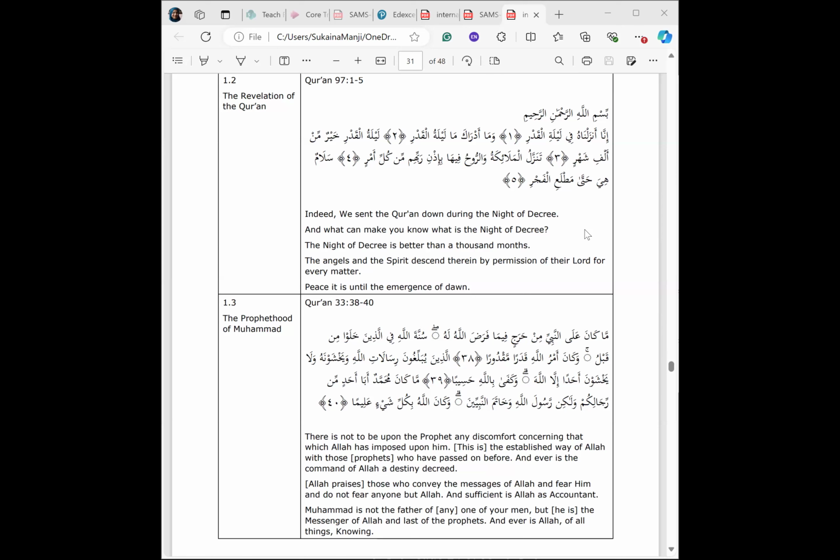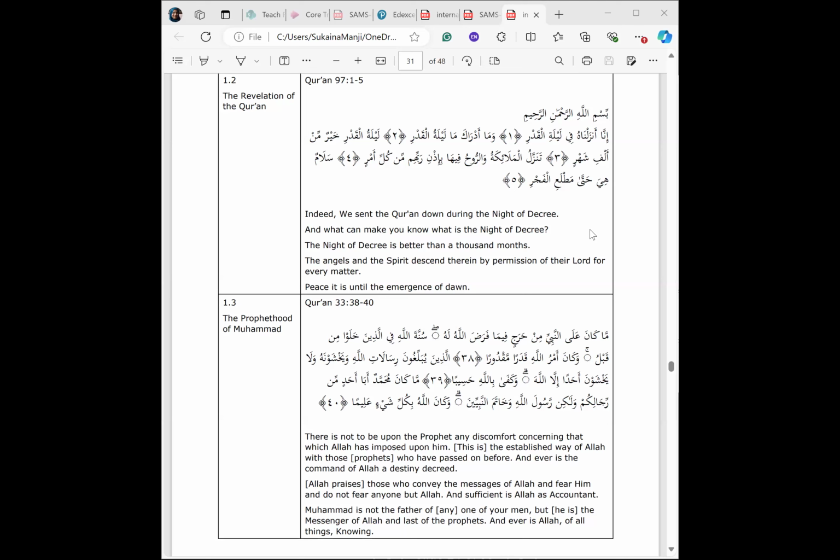So here you can see the first thing that's happening is that Allah is saying that He sent the Quran down during the night of decree. So questions could be, how did Allah send down the Quran? What does the night of decree mean? And the next text itself is talking about what is the night of decree, and then the explanation of how the night of decree is better than 1,000 months.